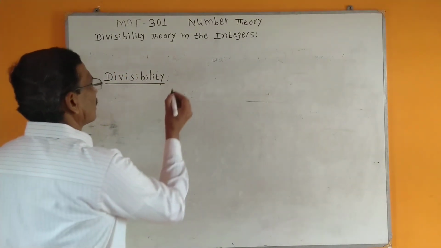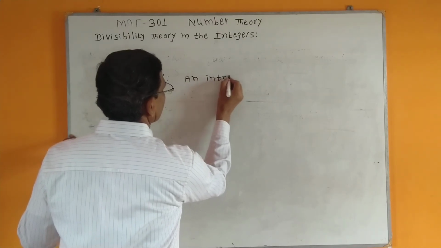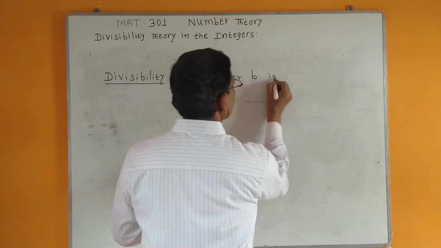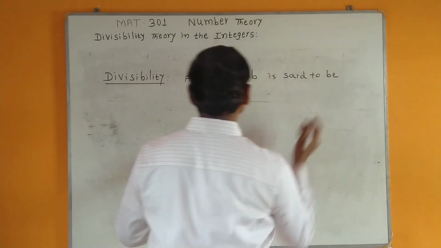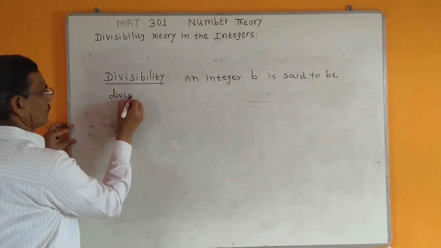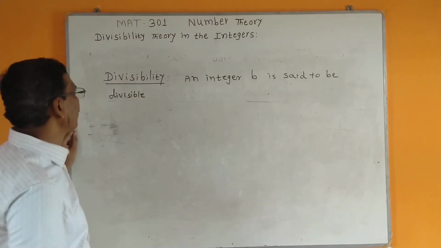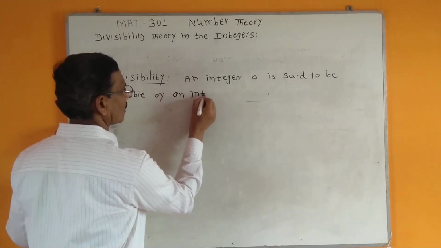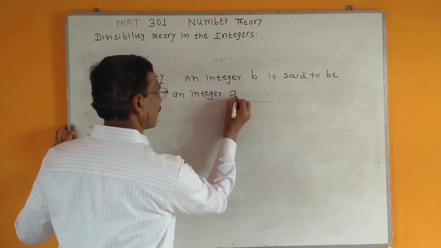Then an integer b is said to be divisible by an integer a.